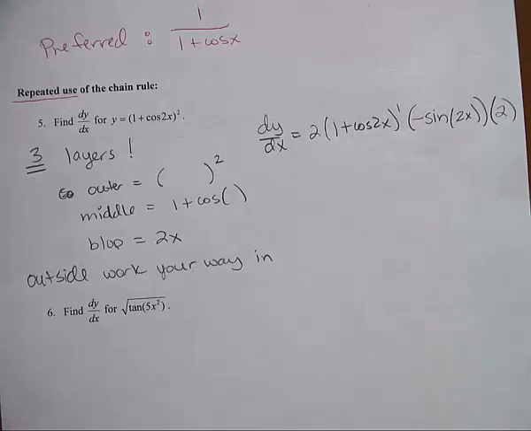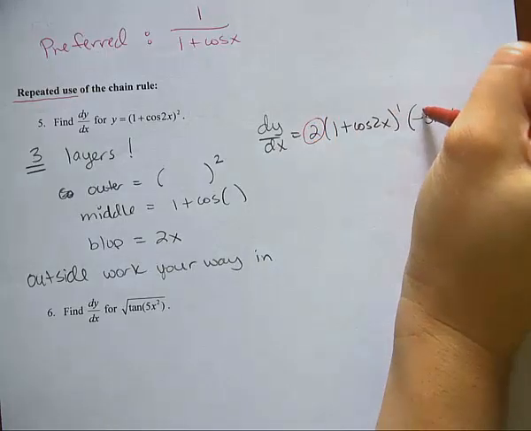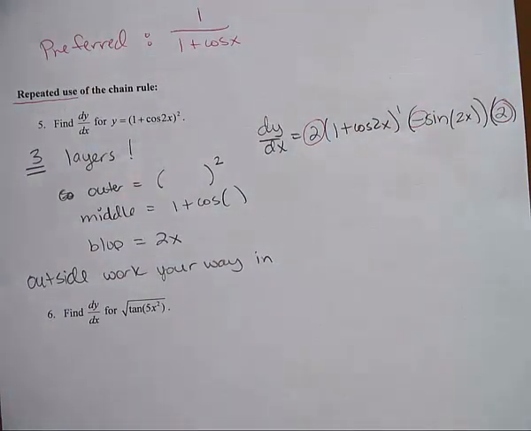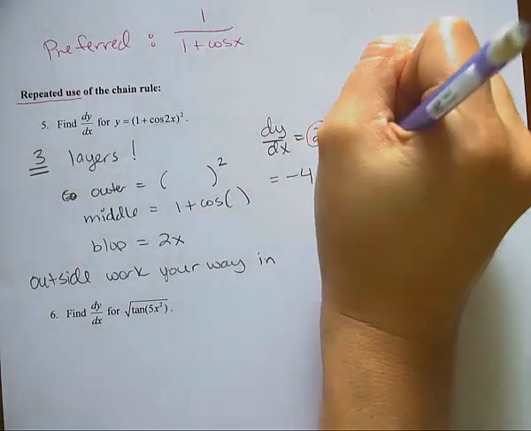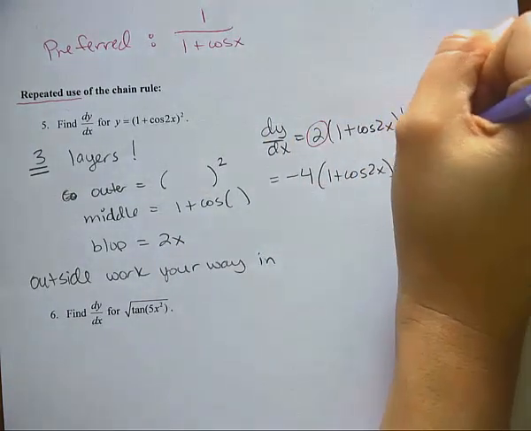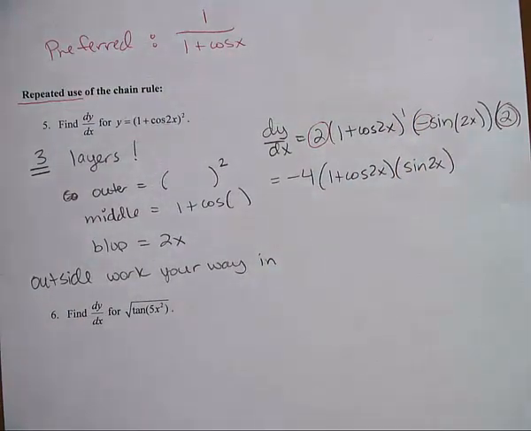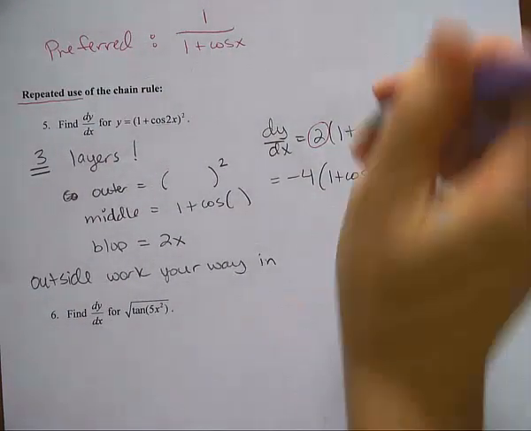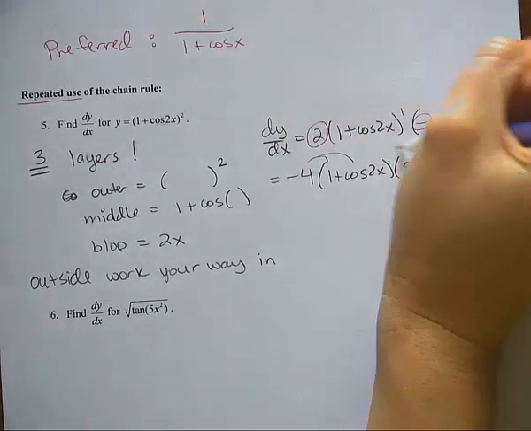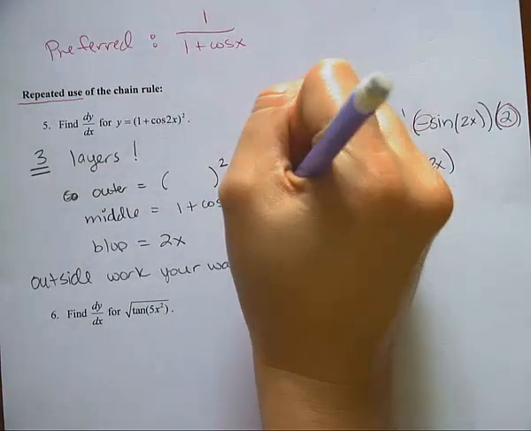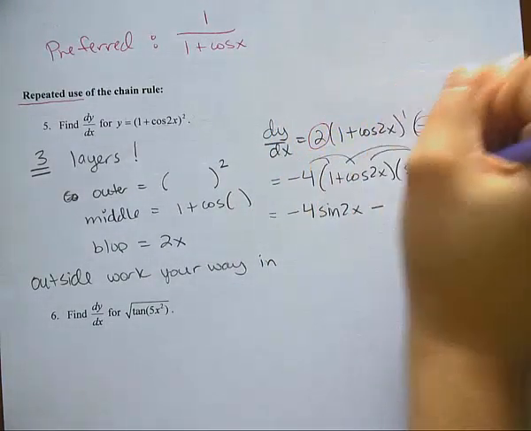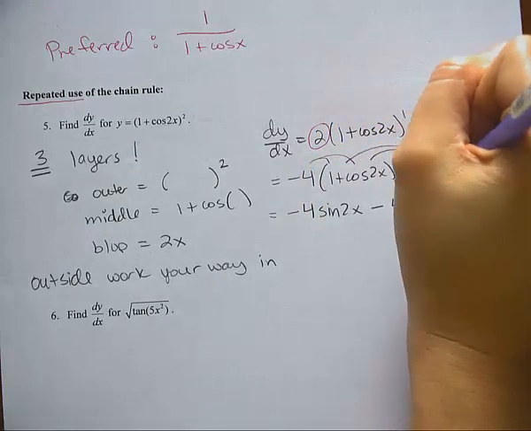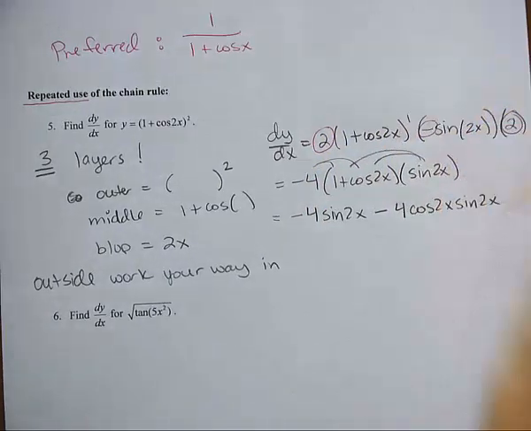And then we're going to need to simplify a little bit because it's a trig function. So the first thing I can do is put all my coefficients together, the 2, the negative 1, and the 2, and bring that in front. So that would give me a negative 4 times 1 plus cosine of 2x times sine of 2x. Then we can do some distributing, and I'll go ahead and distribute the 4 and the sine 2x at the same time just to save some room. So I have negative 4 sine 2x minus 4 cosine 2x sine 2x.